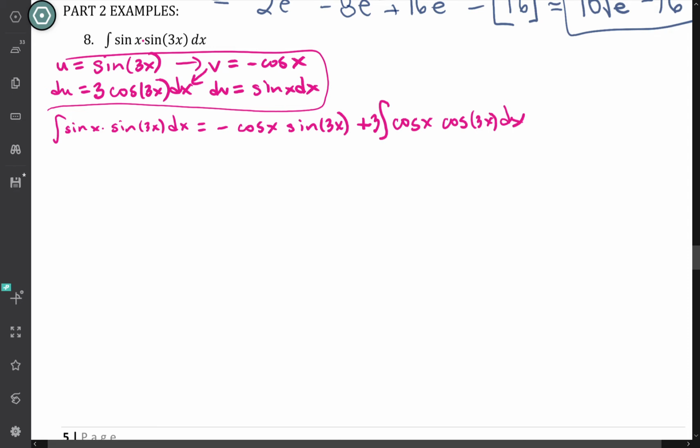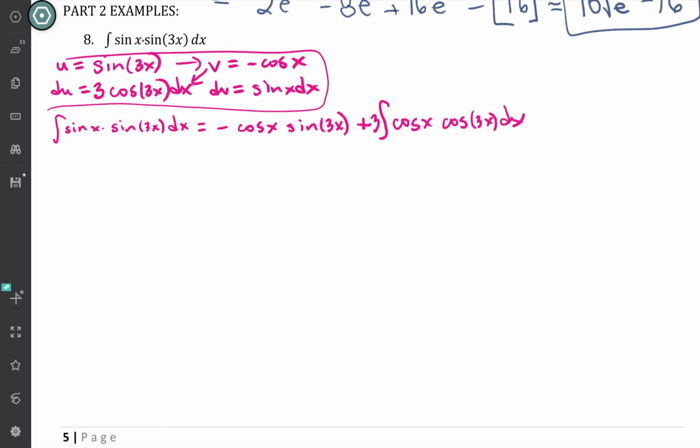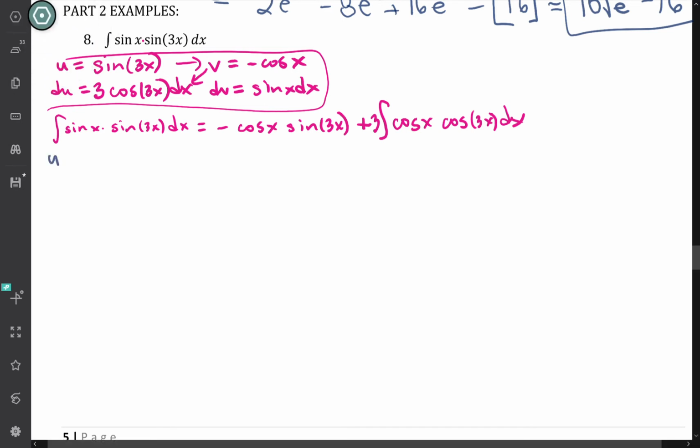Okay, so the first thing I notice is this doesn't seem particularly helpful. It doesn't seem harder to find the integral of cosine x times cosine 3x than it did for sine x sine 3x, but it certainly doesn't seem easier either. So right now I'm not very impressed, and this seems like a wash. But I would like to try it again. So here I'm going to switch colors so that we can keep track of what's happening with which one. Let's keep the more complicated one as our U.